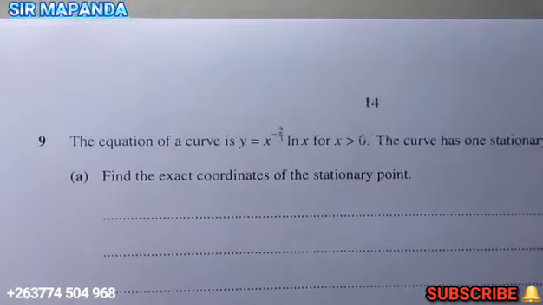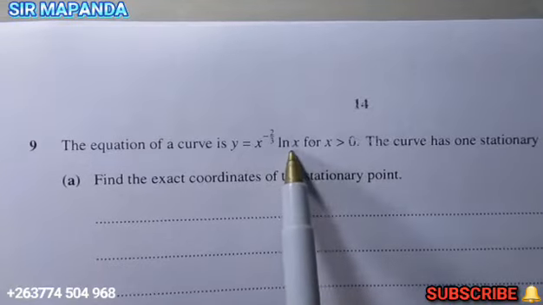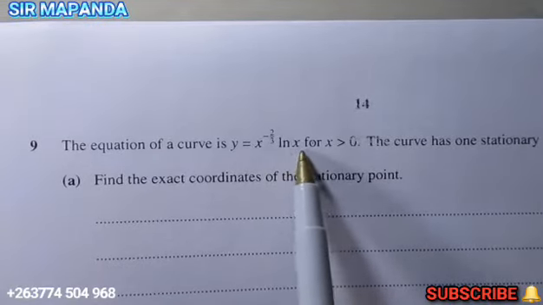Right, we are now moving on to question number 9. It reads, the equation of a curve is y is equal to x to the power of minus 2/3 ln x for x is greater than 0. Right, take note of that. Why x is greater than 0? Remember, there is no ln of 0. I hope you are listening.